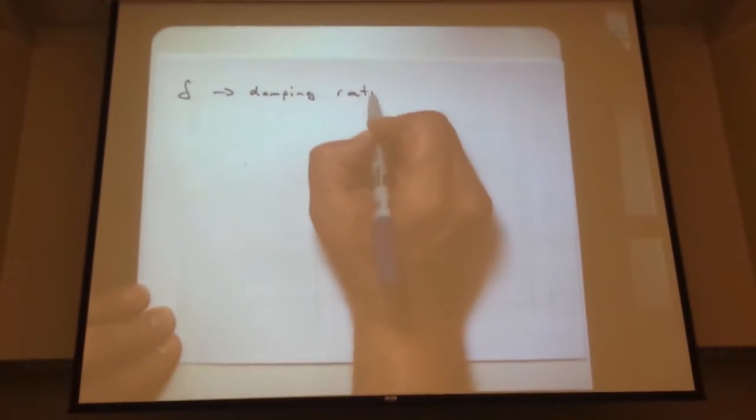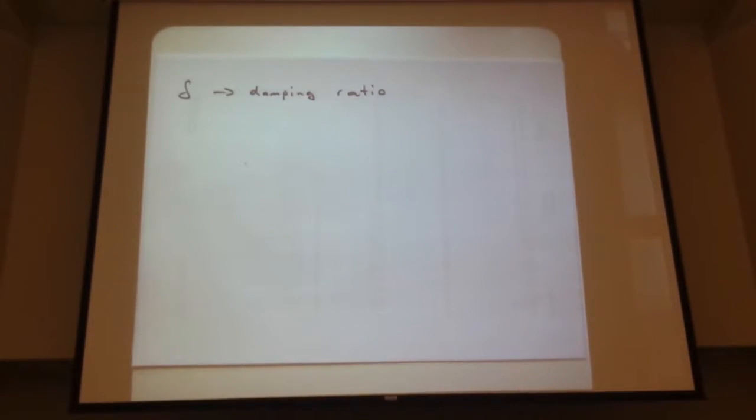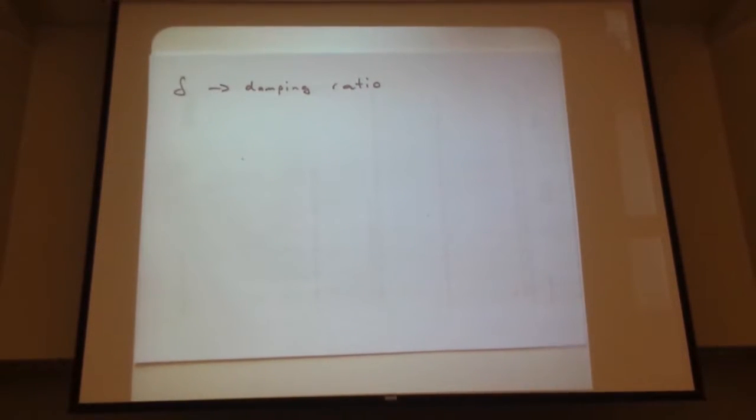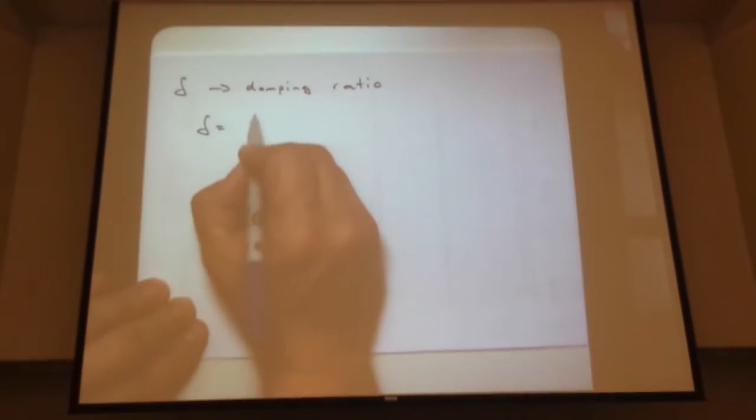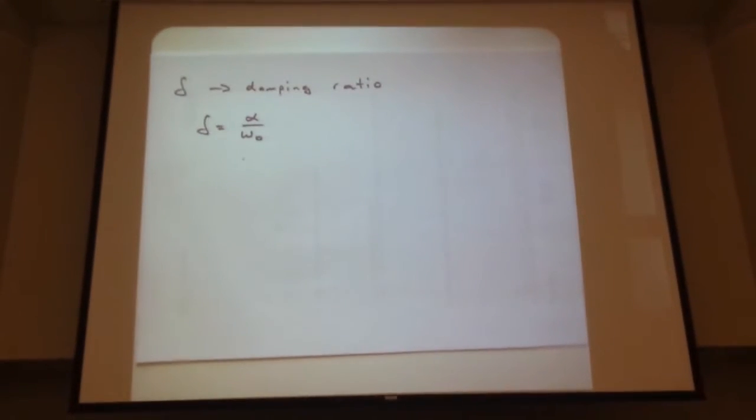It's called the damping ratio. That's the Greek delta. It's something Greek. I should remember that. I always yell at the students about forgetting their Greek. It's not W, it's omega. The damping ratio is defined as alpha over omega naught. So there's nothing particularly new here, but it is some jargon that you should be familiar with.